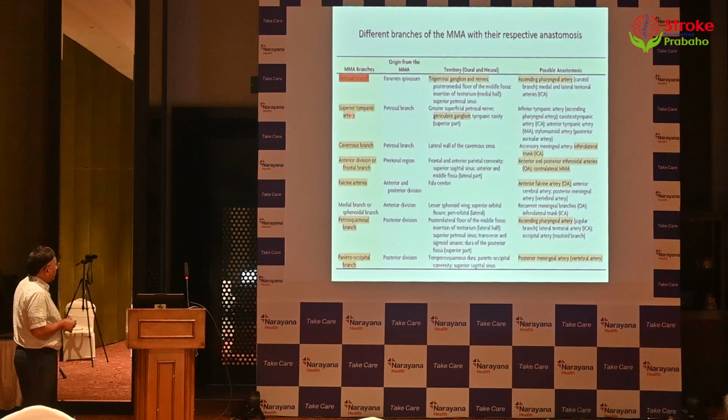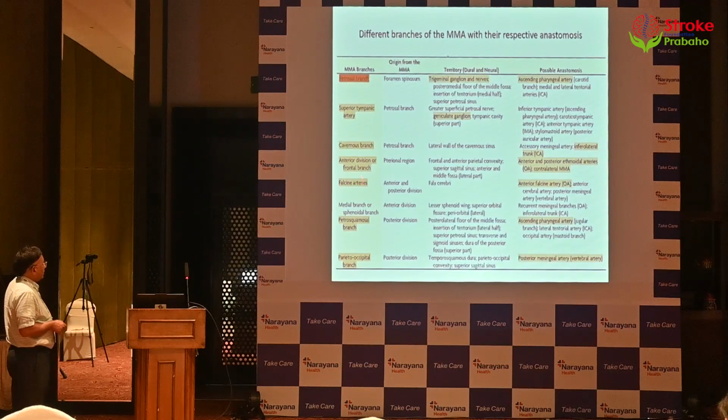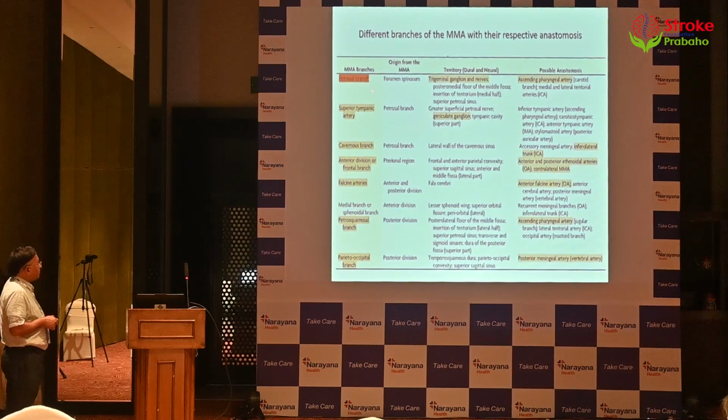So these are the various branches of the middle meningeal artery, and it's important to know some of the branches because it supplies the cranial nerves as well as it has some dangerous anastomosis. So one is the petrosal branch, which is the first branch. It supplies the trigeminal ganglia. So it is a supply to the fifth cranial nerve, and it has anastomosis with the ascending pharyngeal artery. So the fifth cranial nerve is supplied by the petrosal branch of the middle meningeal artery.